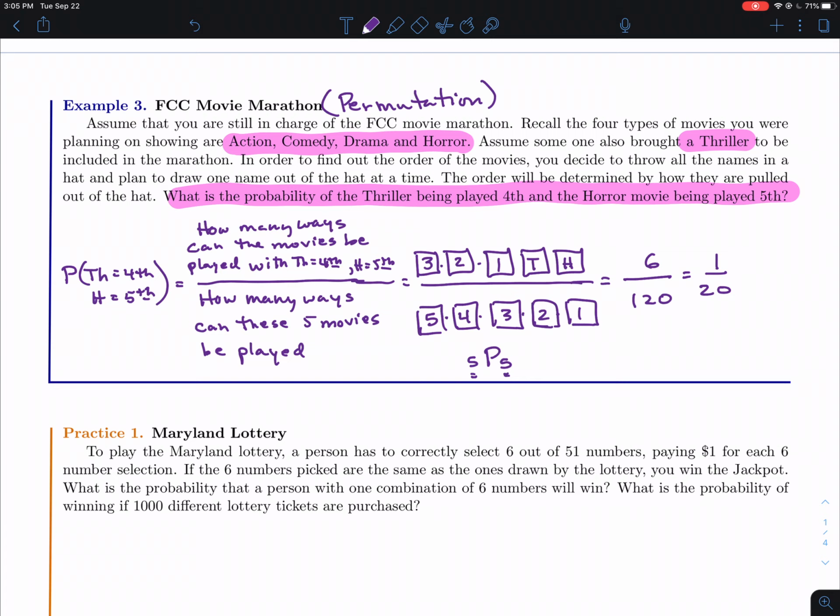So on the top, even though there were 5 total movies, remember by placing these, we sort of lost any control over them. So we only have 3 possible movies to choose from in the beginning, and we played all 3 of those movies. So in formula form, this would look like 3P3 divided by 5P5. And you could type that in your calculator, and you should get the same thing, 1 over 20, in that case.